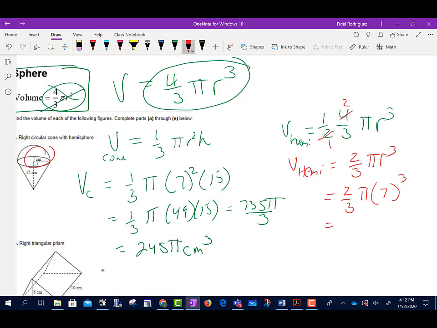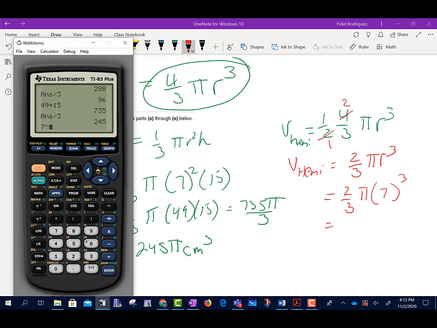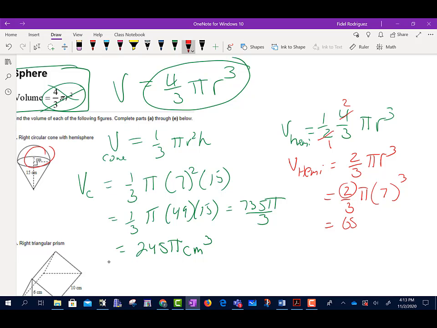Okay, and let's see. So let me take my calculator. First thing I need to do is, what is 7 raised to the third power? 343, and I got to multiply that now by 2. Okay, so times 2 is 686 pi over 3. And so, you know what I'm going to do, guys? Actually, I'm going to take this part right here, which was right before we divided it by 3, because I need to add these two together, and we already have a common denominator, don't we?